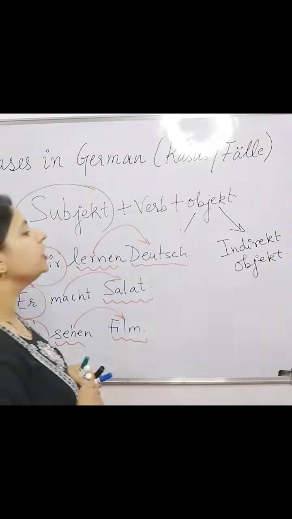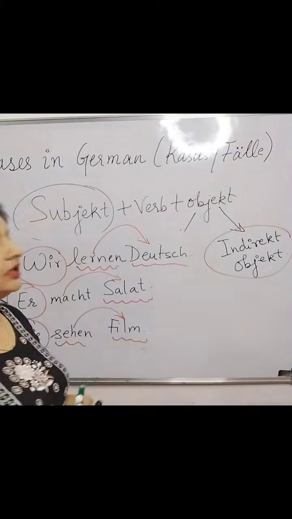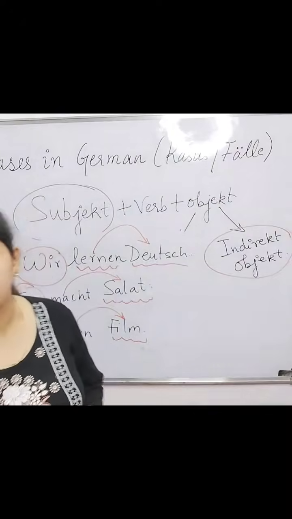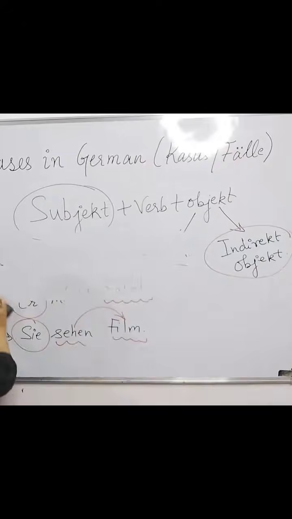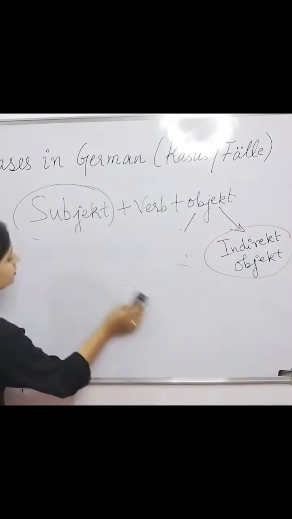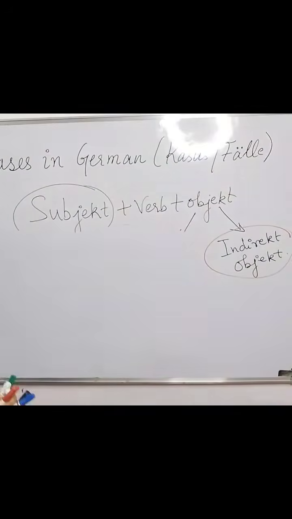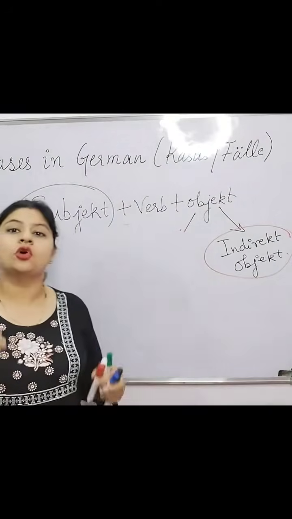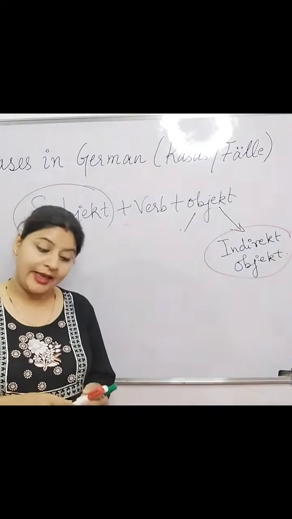Now moving to our third part, that is the indirect object. So the indirect object is the one for whom we are doing the action.